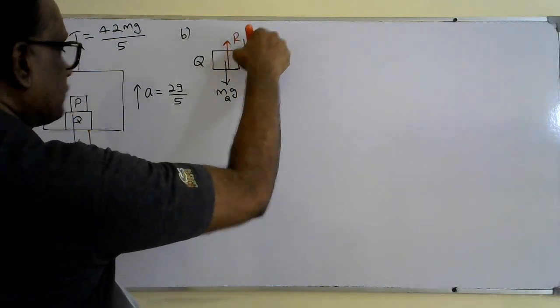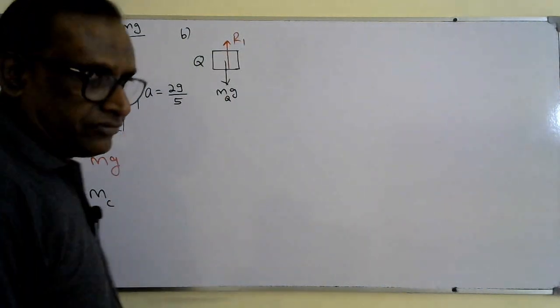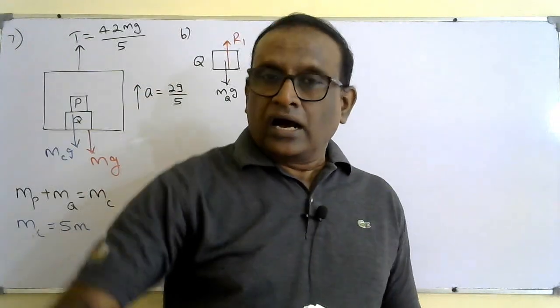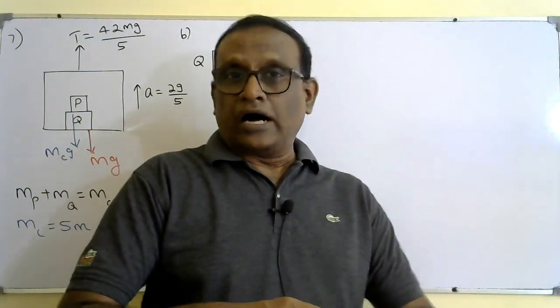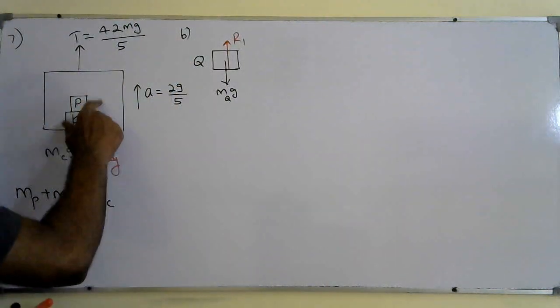The third law pair of this will act on the floor of the lift. Q pushes the lift down, so the lift will push Q up. Also, P is kept on Q.